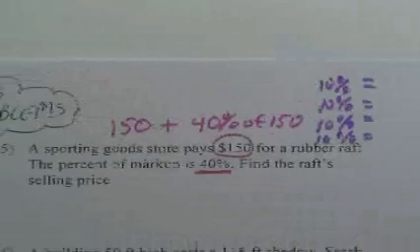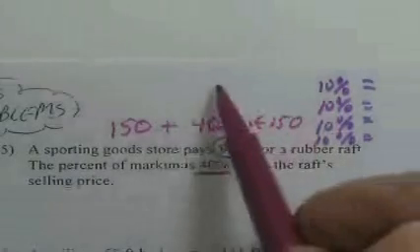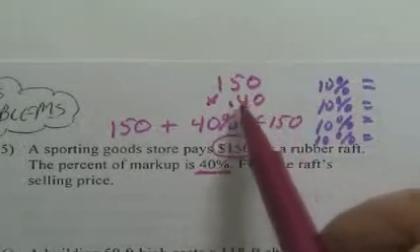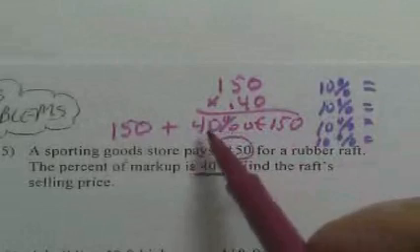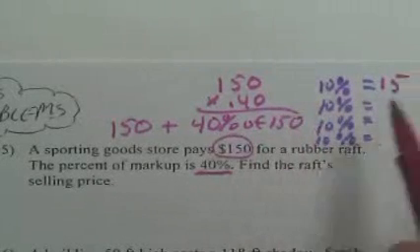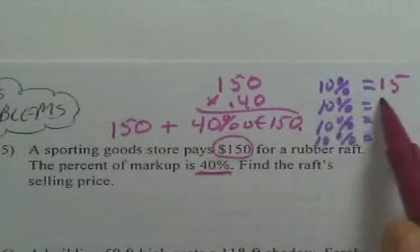So what I'll do is, to find 40% of $150, you can say 150 times 0.40. You can do it that way. The shorter method is just take 10% four times. 10% of 150 is 15. You just move the decimal over one space. 15.